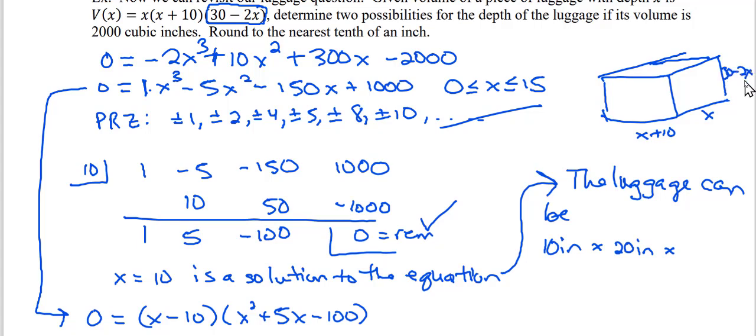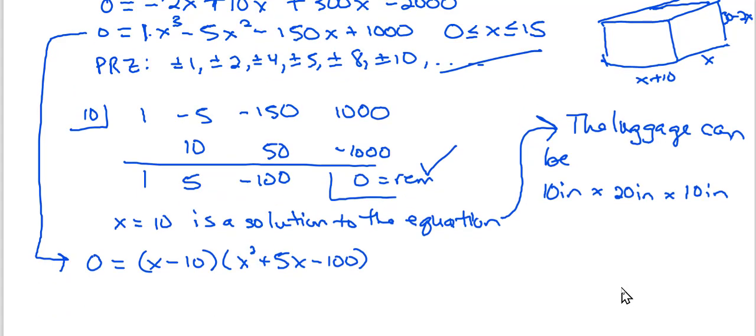And we did some work. If we plug 10 into that, we get 30 minus 20, or 10 inches. So that's one possibility, is that it's 10 inches by 20 inches by 10 inches. That does indeed meet the requirements that the sum of the three dimensions is 40 and the volume is 2,000 cubic inches. The other possibility is going to come from here.